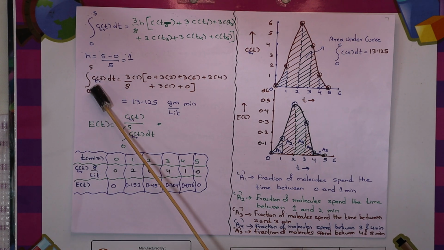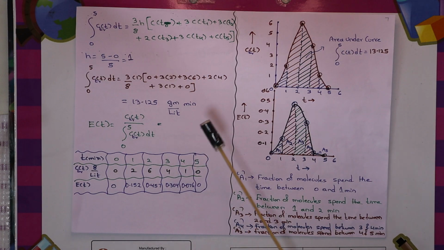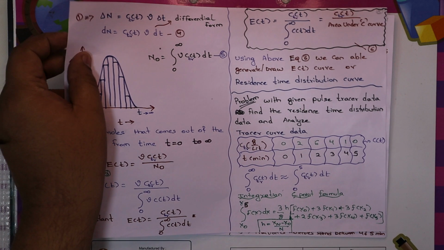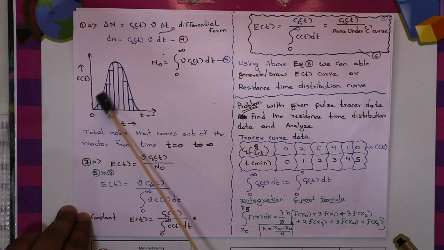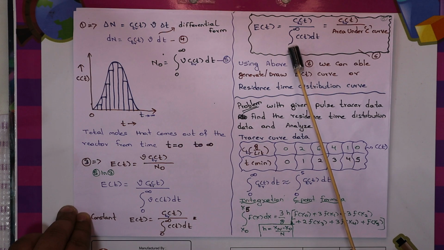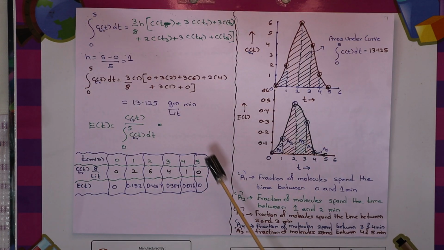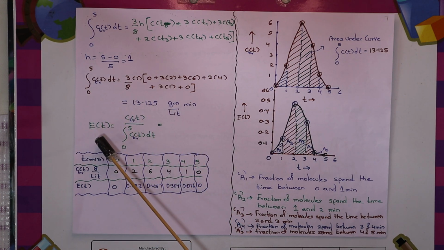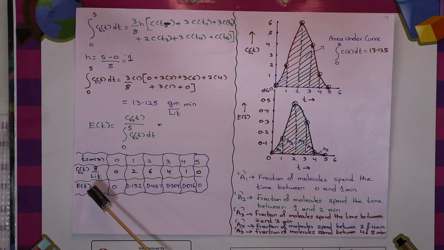What is the unit of this integration? Concentration has the unit of gram per liter, dt has the unit of minute. That means the area under the entire curve, the denominator, we have evaluated using integration formulas. So the area under the curve you have got is around 13.125 gram per liter minute. Now I simply use the formula: E of t is nothing but C of t divided by integral 0 to 5 of C tracer dt.